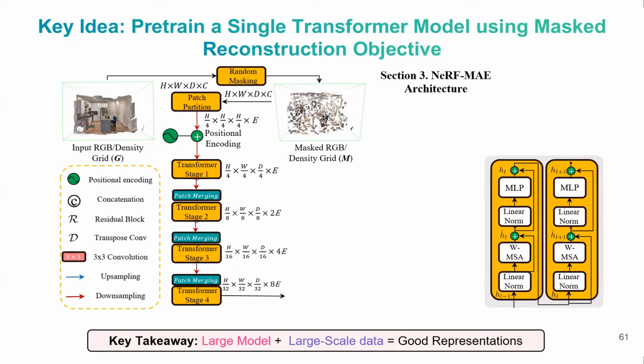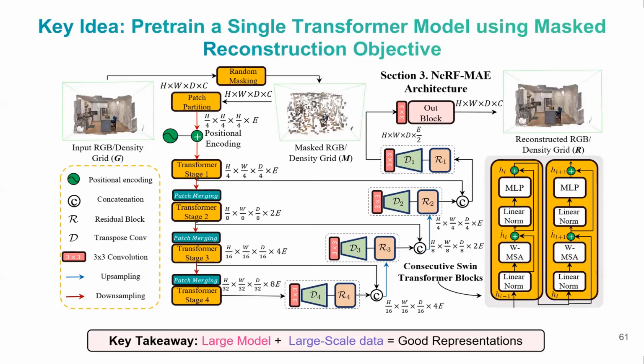We then input all tokens into a Swin transformer encoder, where through four different stages, each token goes through a shifted window self-attention mechanism to get local and global context. And finally, we decode the original unmasked grid using lightweight decoders to enforce a masked reconstruction loss for faithful reconstruction of masked patches.